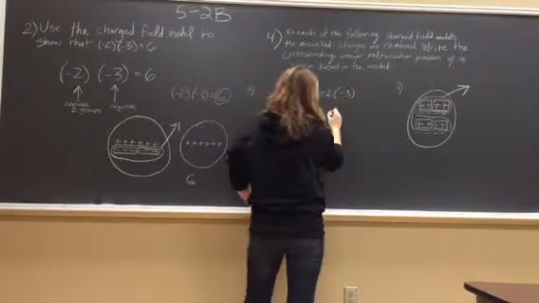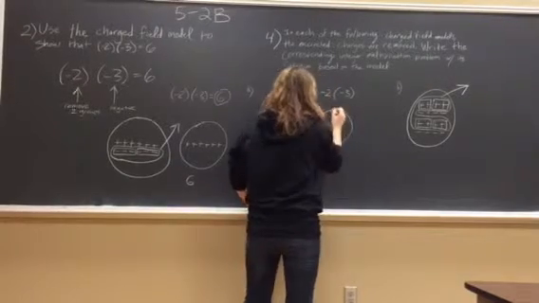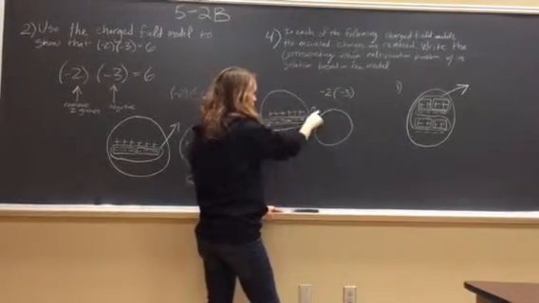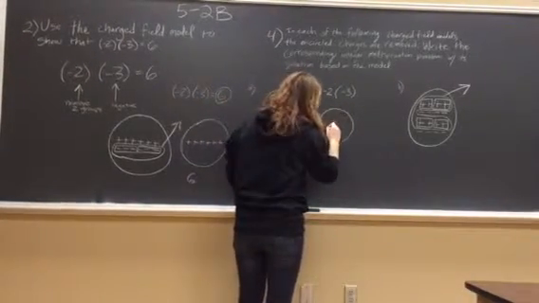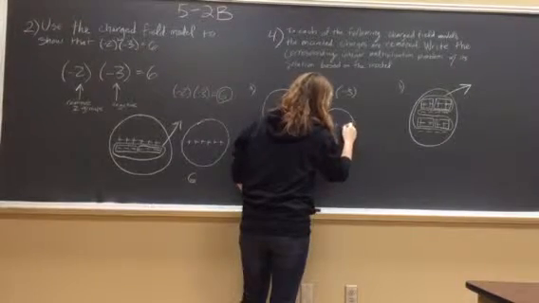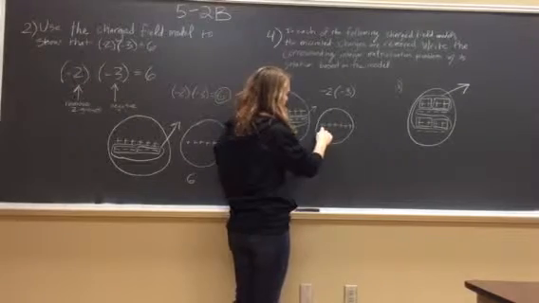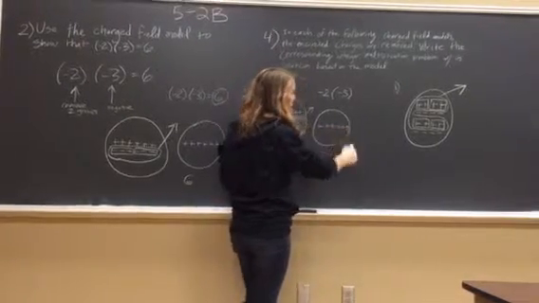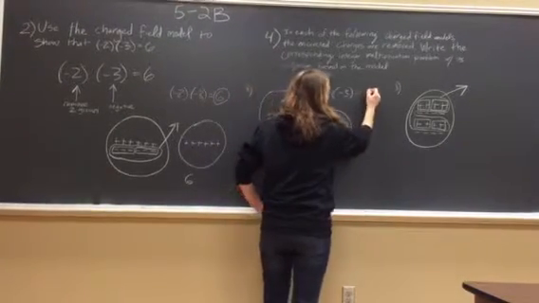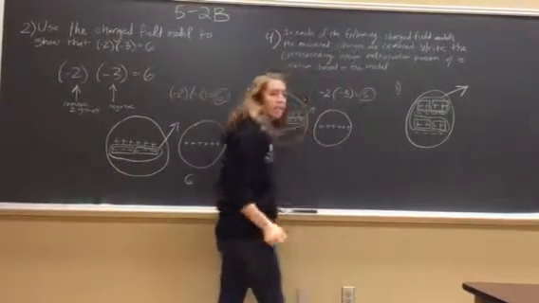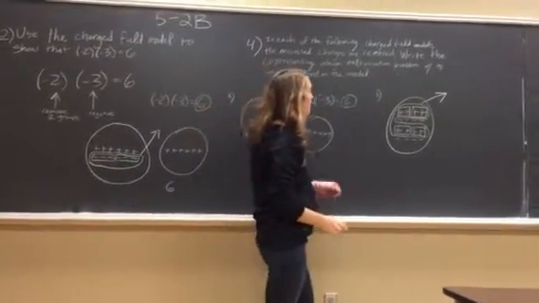Now we're going to draw our new charge field. When we take those away, what are we left with? We're left with just 6 addition or plus signs. 1, 2, 3, 4, 5, 6, which gives us an answer of positive 6. We're going to move on to B now.